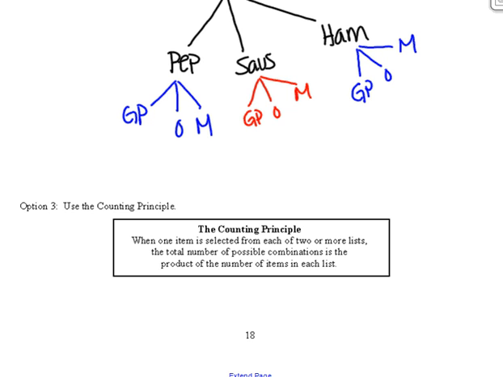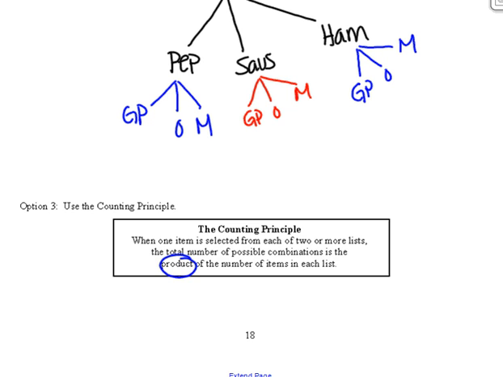So the counting principle allows you not to have to make any lists. The counting principle says, when one item is selected from each of 2 or more lists, the total number of possible combinations is the product of the number of items in each list.